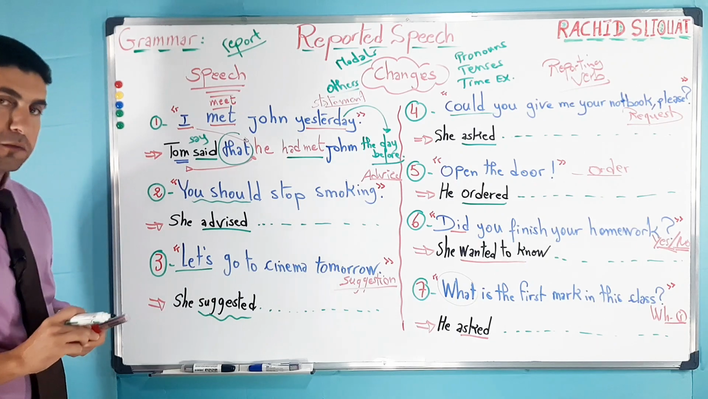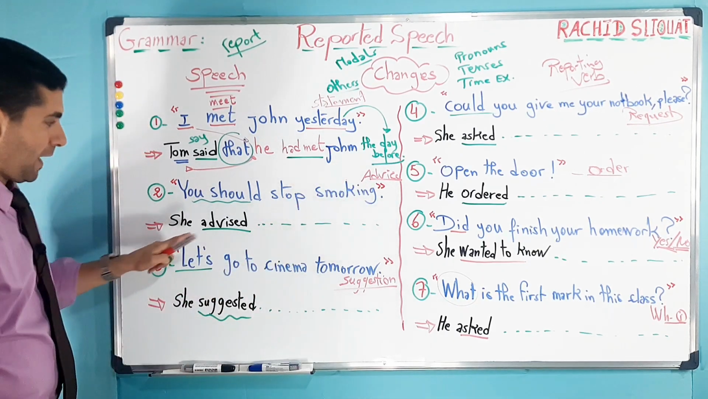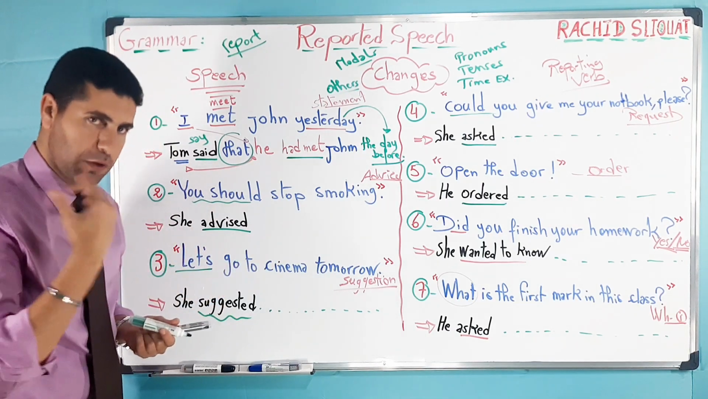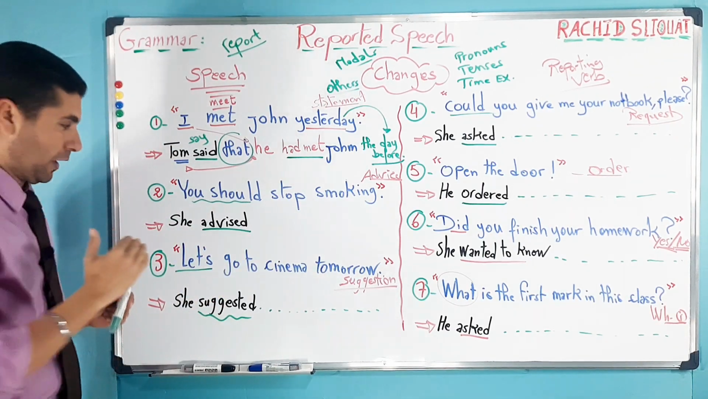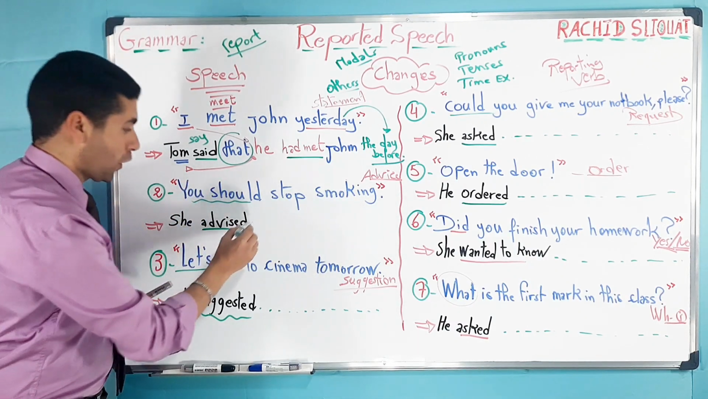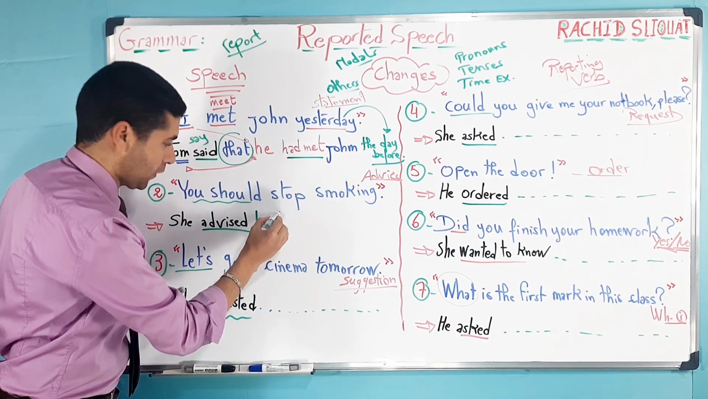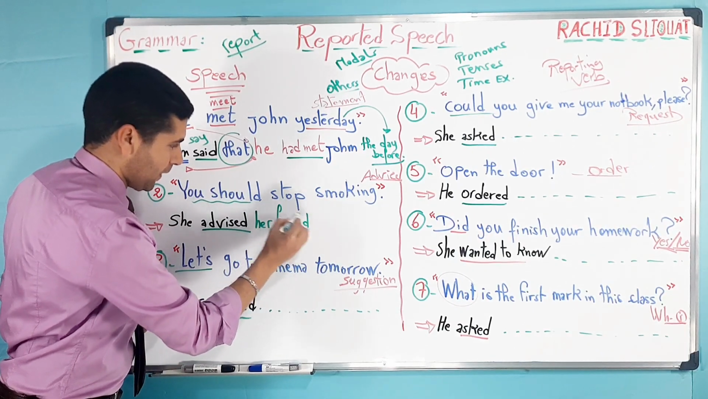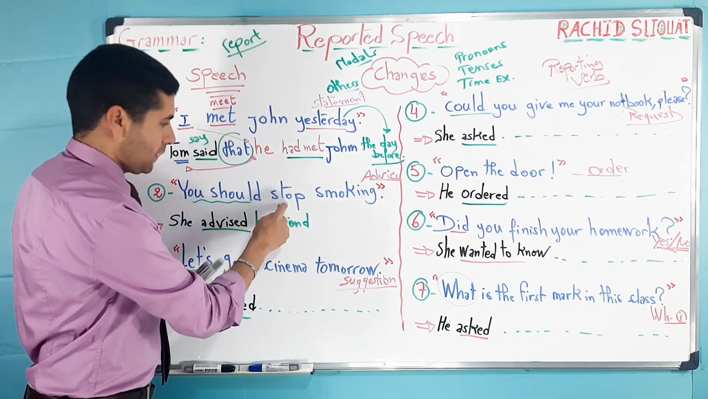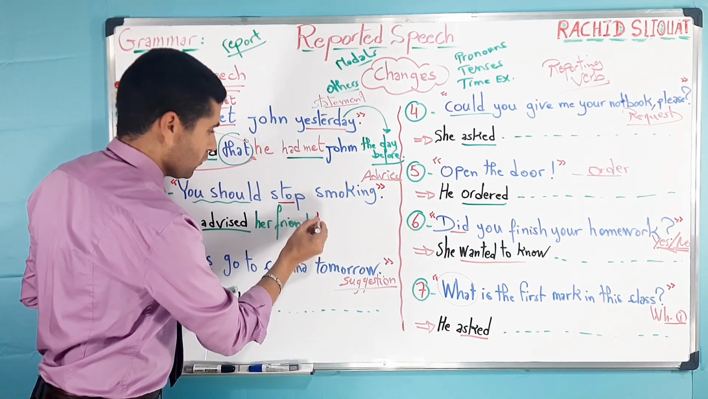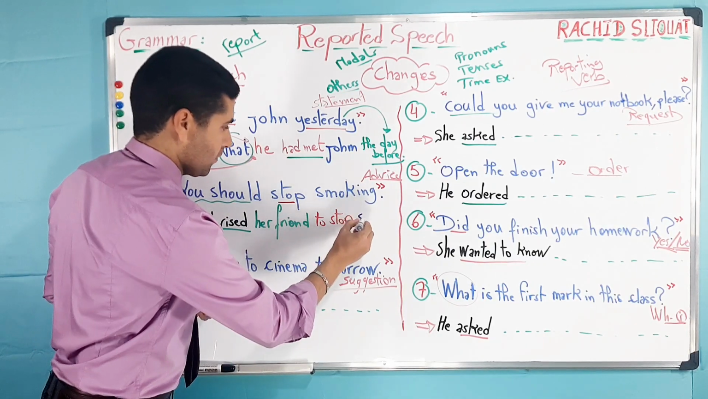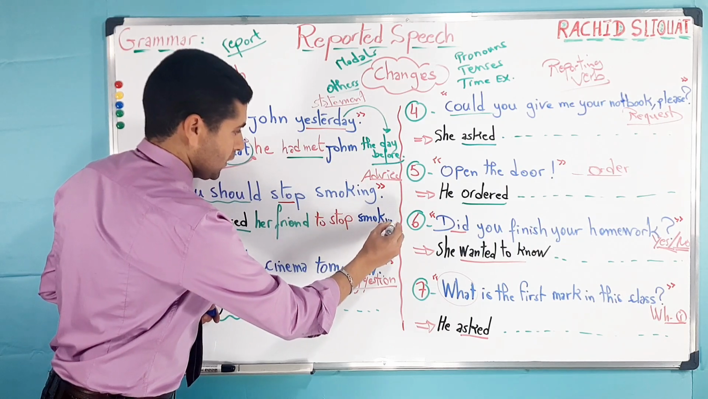You should stop smoking. This is advice. She advised, and when you advise, you always advise someone. So this means that we need an object. She advised someone. So for instance, we can say she advised her friend. All right, so advised her friend what? To, so we need the verb, to stop what? To stop smoking.